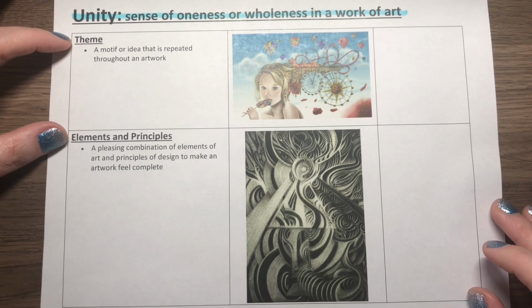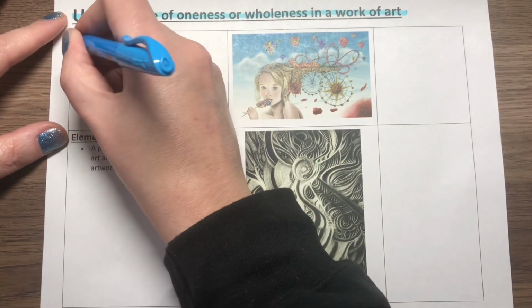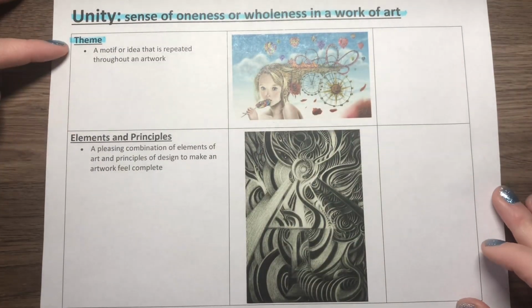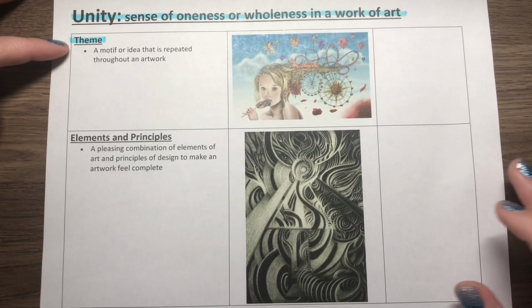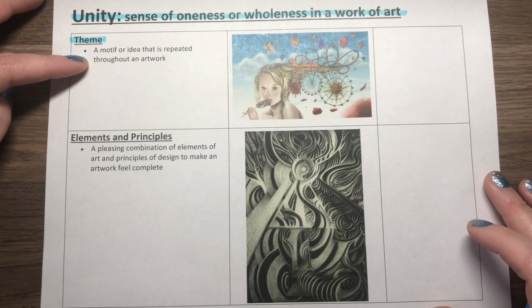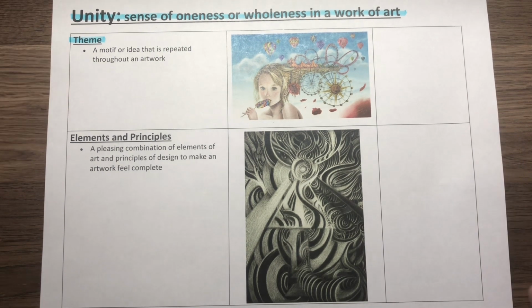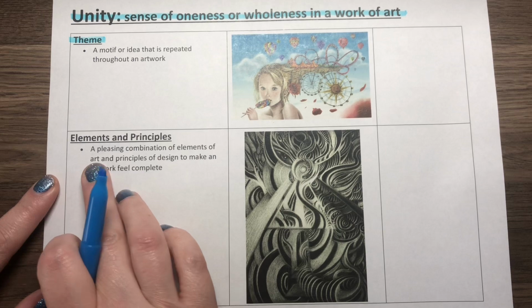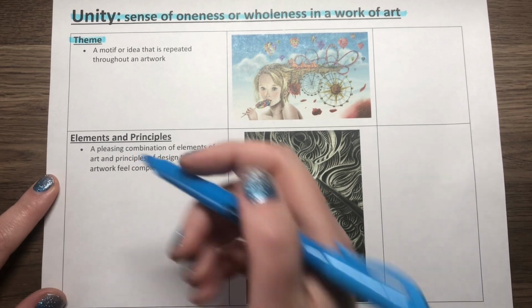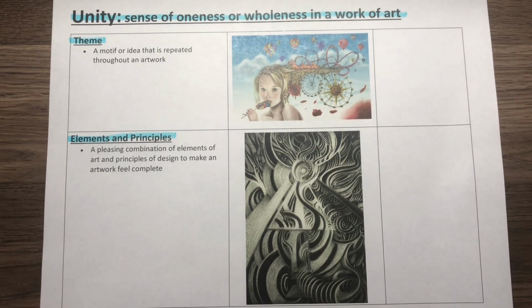And there's a couple different ways that you can create unity in an artwork. So the first one is by having a theme, okay? So you could have a theme in your artwork, which just means a motif or idea that is repeated throughout the artwork. So it could be a color that's used over and over again for a specific purpose. It could be all kinds of different stuff. So you can have a theme, or you can just do something that uses the elements and principles. So we'll look at the theme first. A motif or idea that is repeated throughout an artwork.